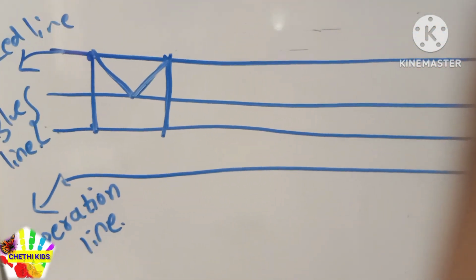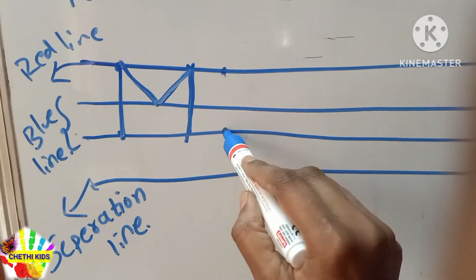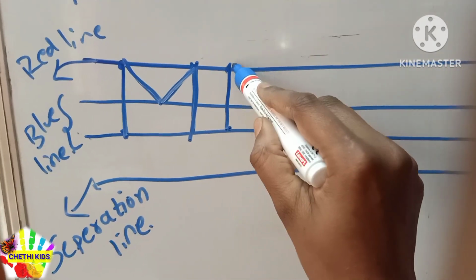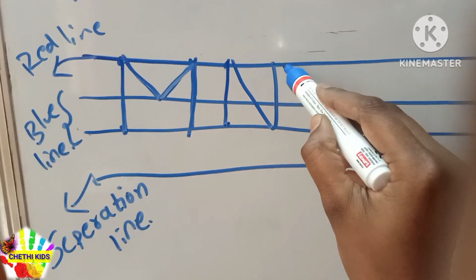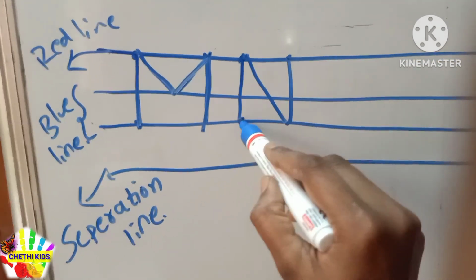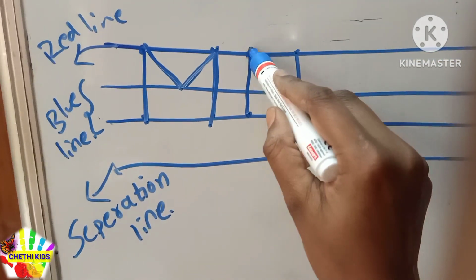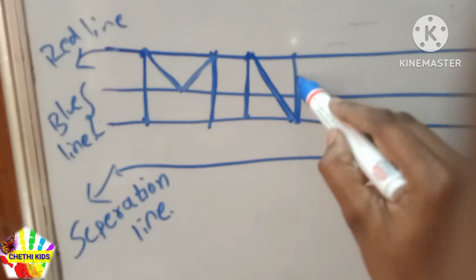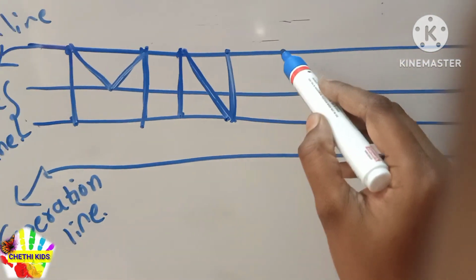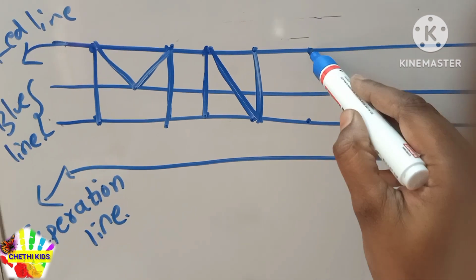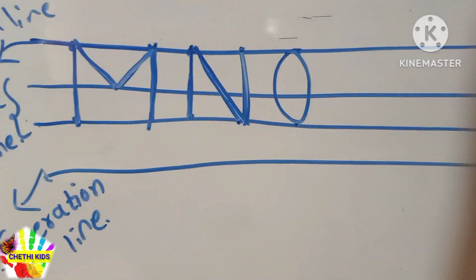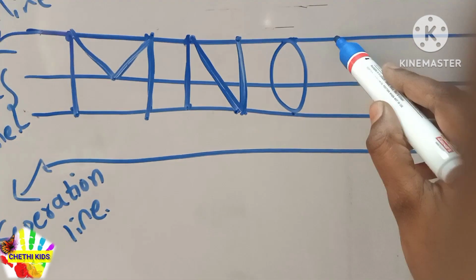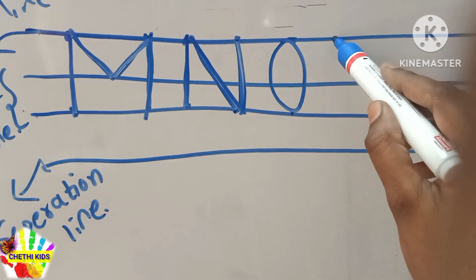Next we'll see the capital N. Red line to blue line, standing line, red line to blue line, slanting line, blue line to red line, standing line. This is N. Standing line, slanting line, standing line. This is how we write N. Next O. Red line to blue line, 2 dots, circle. This is capital O.